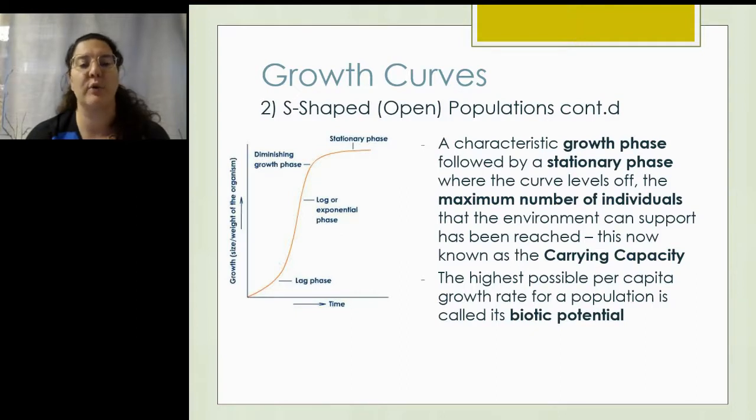So now reproduction rate will slow down. The mortality rate and birth rate might match each other quite closely. And the highest possible where we have the exponential phase is still going to be where we have that growth rate meeting its biotic potential.